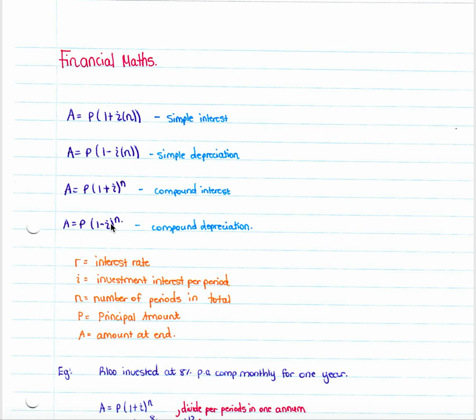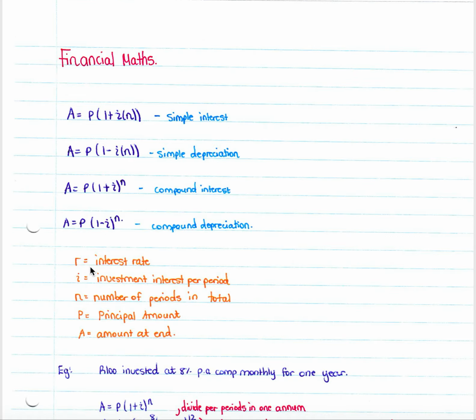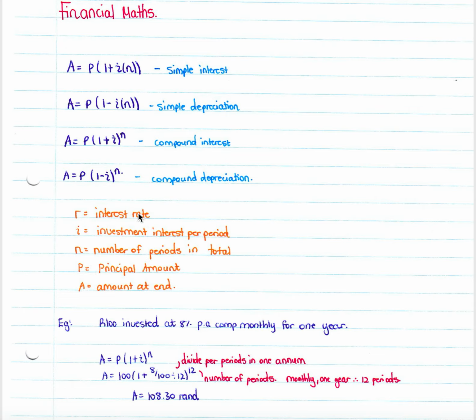And compound depreciation is the same formula, however this is now a minus because your value is depreciating and getting smaller. So in most financial formulas, r is your interest rate, so that'll be quoted as a percentage, as in 8% or 10% or 13% per period. i is your investment interest per period. So say it's 8% per annum, and now you want a monthly interest rate. You would then convert your effective to nominal, and i would then be divided by your number of periods.